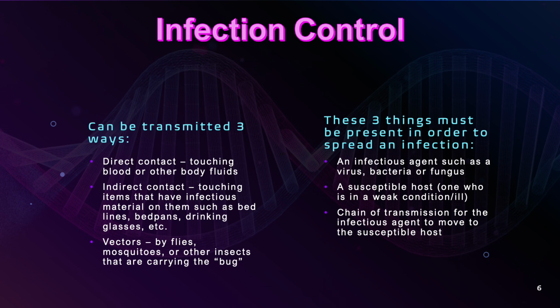There are 3 things that need to be present in order to spread an infection. So an infectious agent that is carrying some sort of virus or bacteria or fungi, a susceptible host, that is the person that is in the weakened condition that might have an open wound or an open cut, and the chain of transmission for the infectious agent to move to that open or weakened host.